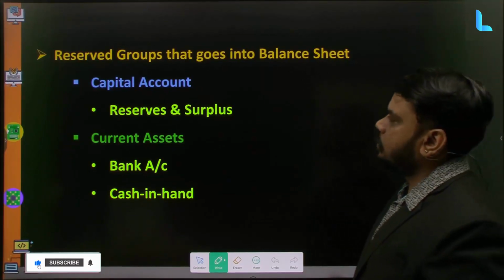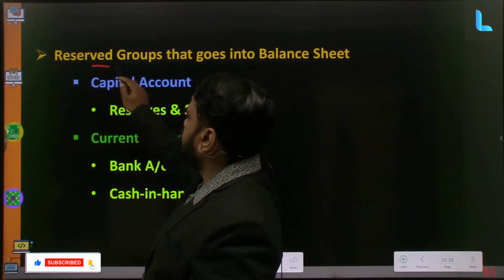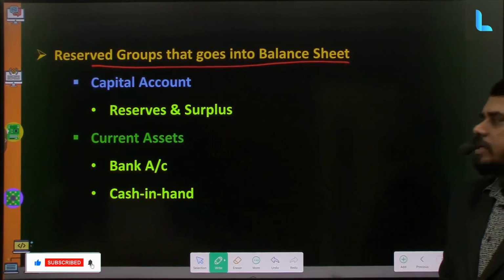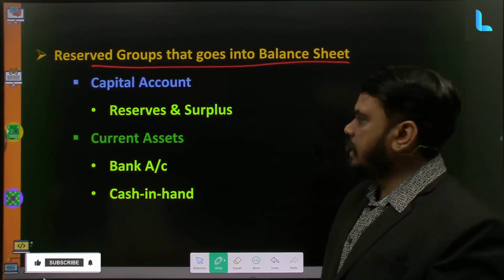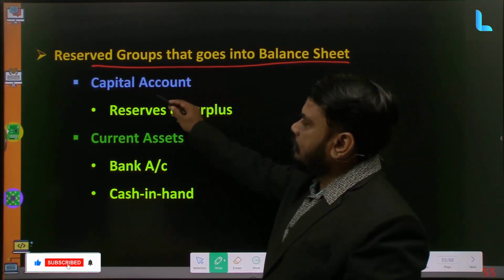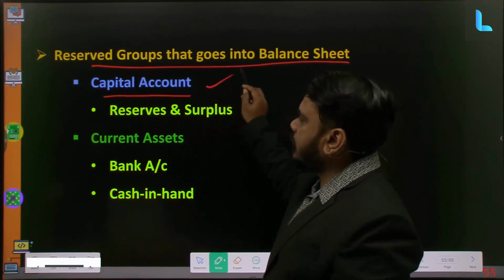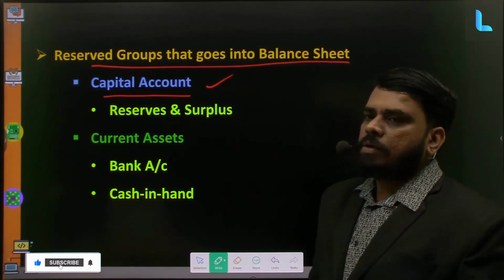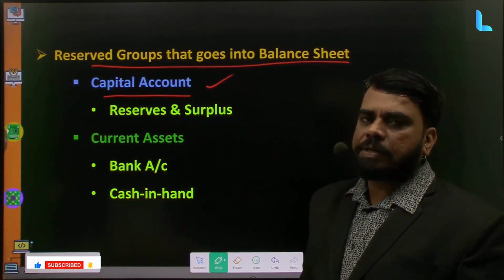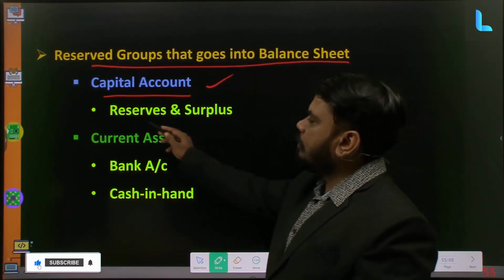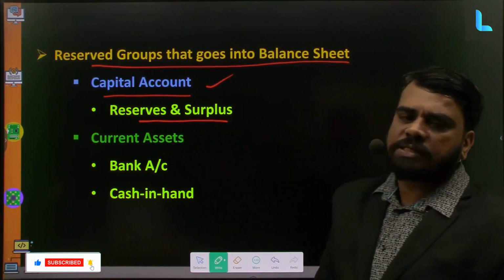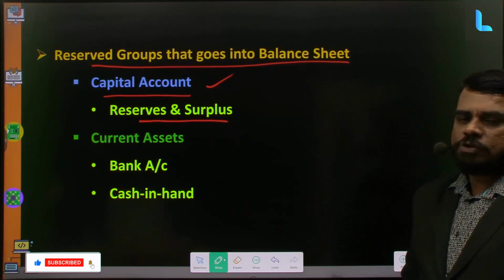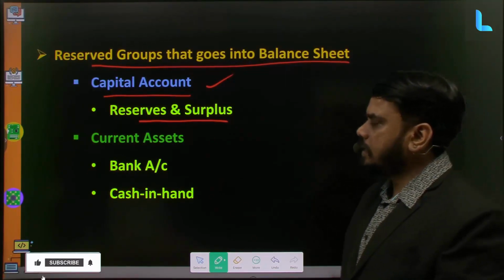So now let us discuss the reserved groups which go into the balance sheet. The first account group we are going to discuss is the capital account. Capital account is nothing but the investment we make to start the business. Under capital account, we have one more subgroup called reserves and surplus. Whatever reserves you are saving for future use or future plans come under reserves and surplus.